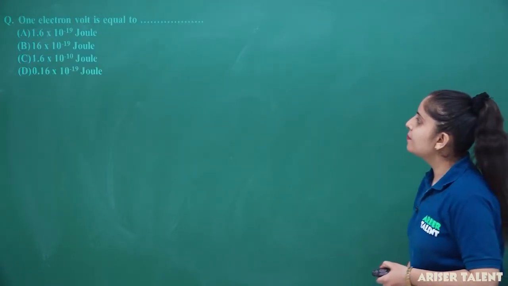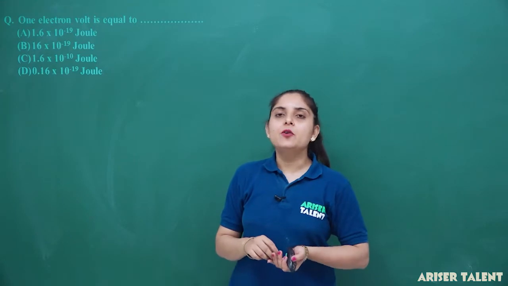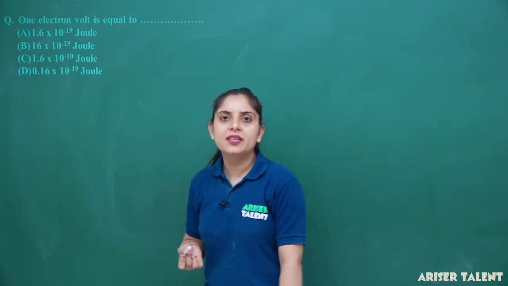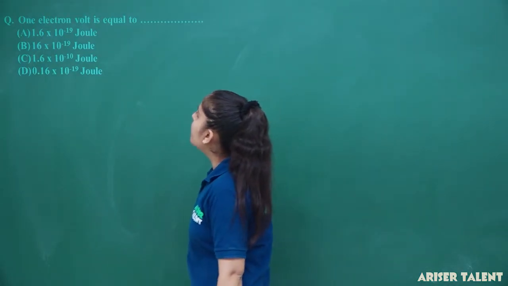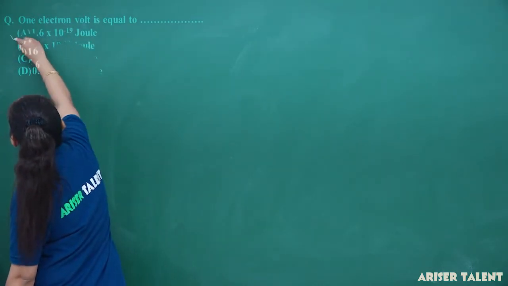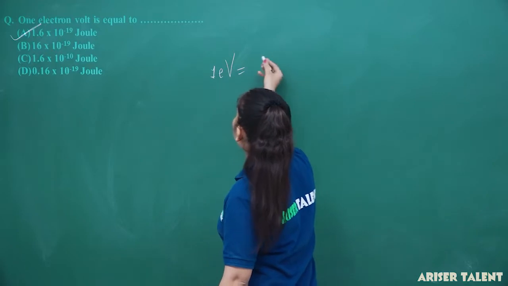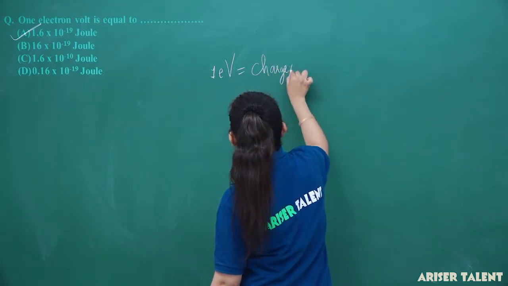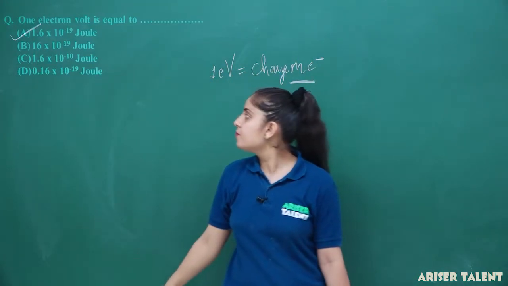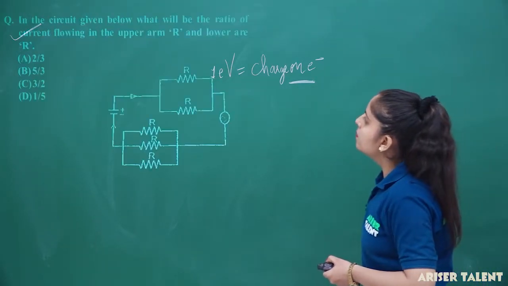The next question is: 1 electron volt is equal to? The 1 electron volt, that is 1 eV, will be equal to the charge on the electron times a volt, so it must be your energy in joule. So 1 eV is equal to 1.6 into 10 raised to the power minus 19 joule. So which is the correct option here? Option A is the correct. You have to just remember that 1 eV in energy will be equal to the charge on electron. So this is the charge on the electron and this will be your energy in eV. Now, let's move to the next question in this sequence.